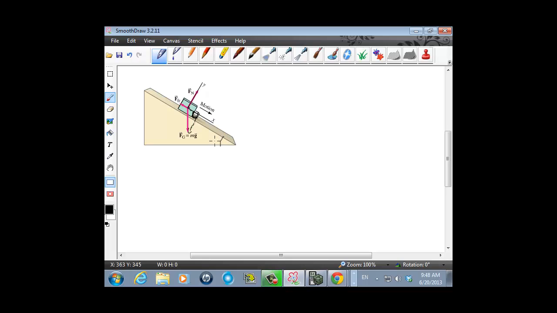Now this angle here, we'll just call it theta. So if you play around with the geometry, you'll find out that this angle right here is also theta. If you just look at your parallel lines and perpendicular lines, you can convince yourself that that is true. And since that is true, and this side is mg, then the component perpendicular to the plane will be mg cosine theta, and the component parallel to the plane will be mg sine theta.